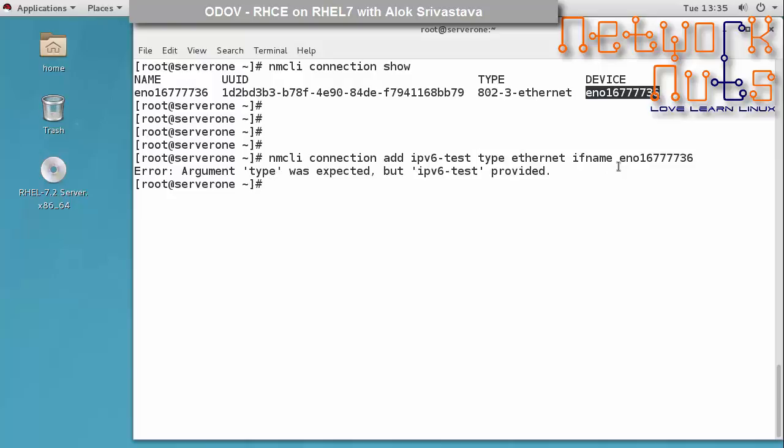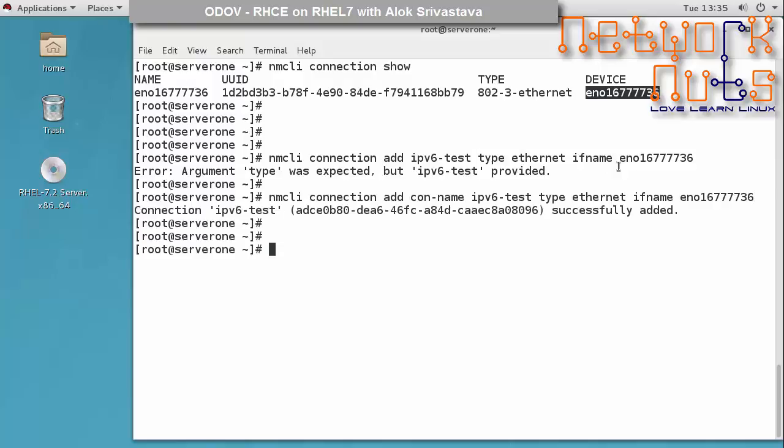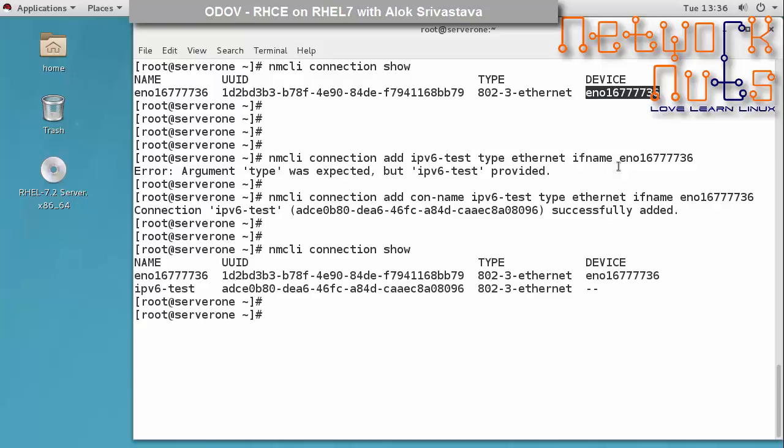Oh, sorry, I forgot to give the name, con-name. So let's do it again. nmcli connection add, con-name, connection name IPv6-test, type Ethernet, and interface name will be the same name, so that this particular interface will be a part of this connection. That's great. So if I show you this nmcli connection show, it is coming up, but again, as anticipated, I don't have any interface in it.